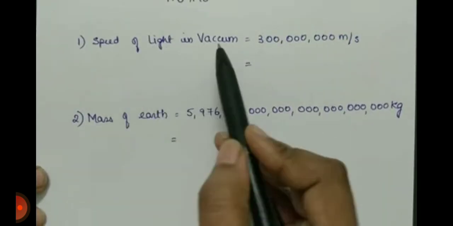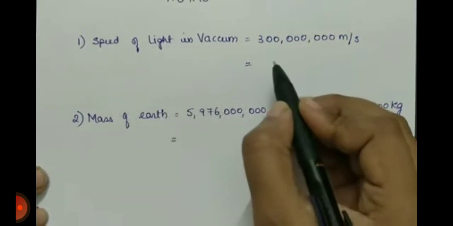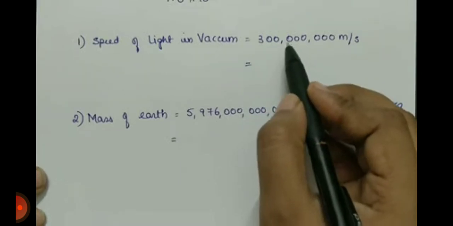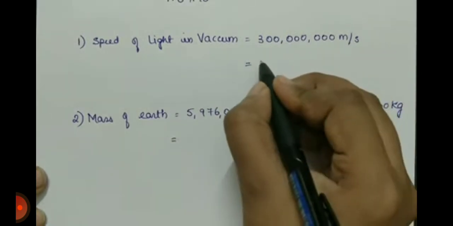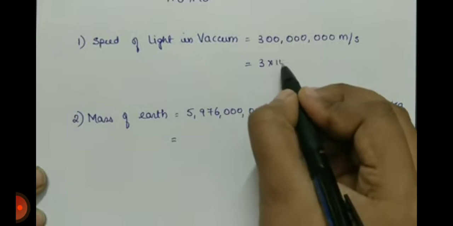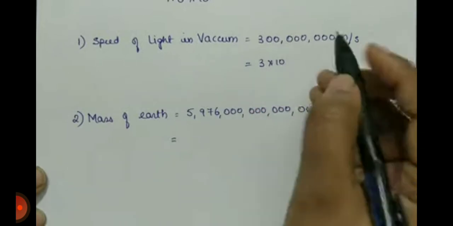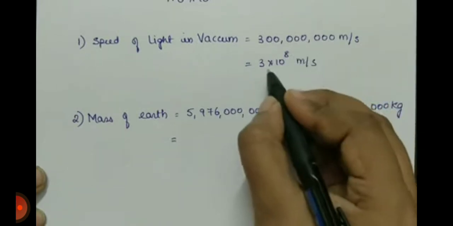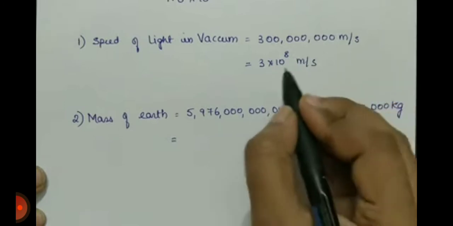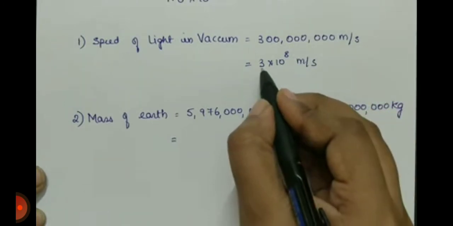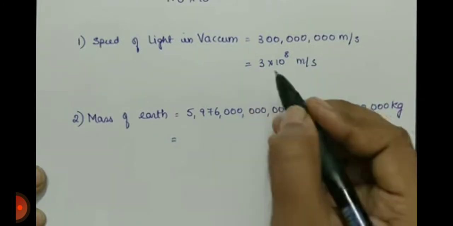Speed of light in vacuum is this much. Using exponents, we need to express it in a standard form. 3 into 10 to the power of 1, 2, 3, 4, 5, 6, 7, 8 meters per second. 3 into 10 to the power of 8 meters per second. It is in standard form because 3 is greater than 1 and less than 10.